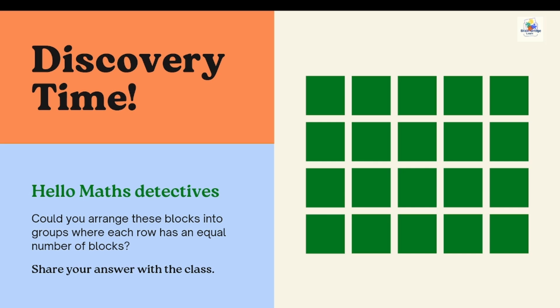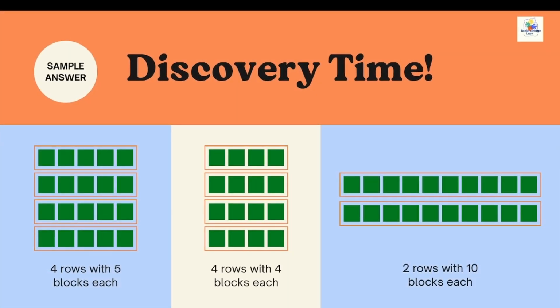Here are some blocks, like 4 rows and 5 columns. We have to arrange them in an equal number of blocks. This is a sample answer. We can have 4 rows with 5 blocks each, 5 rows with 4 blocks each, and 2 rows with 10 blocks each. Let's move further.